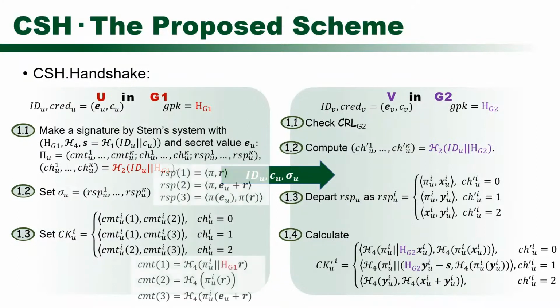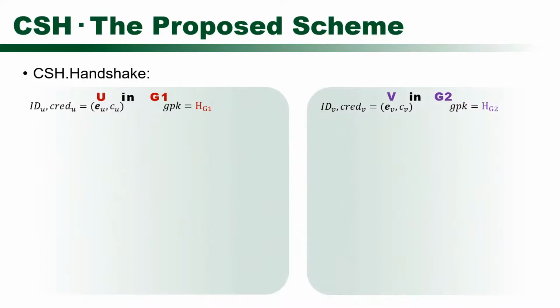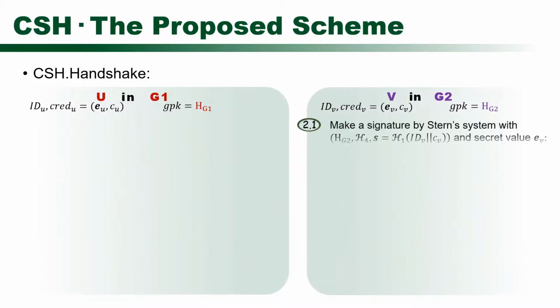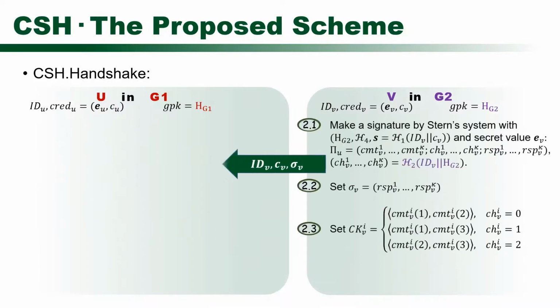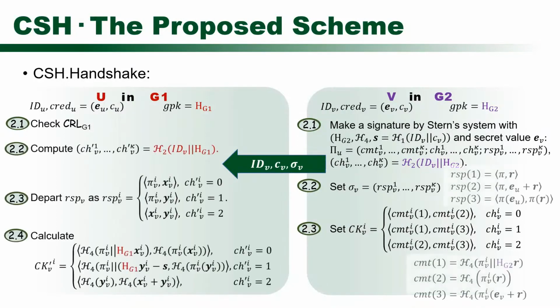Notice that in steps 1.2 and 1.4, V uses G2's group public key to compute the challenge and CKU. Thus, if U and V come from different groups, they will get different CKU. In the second round, V will send ID V, CV, and sigma V to U. This is the symmetric process, just as in round 1.